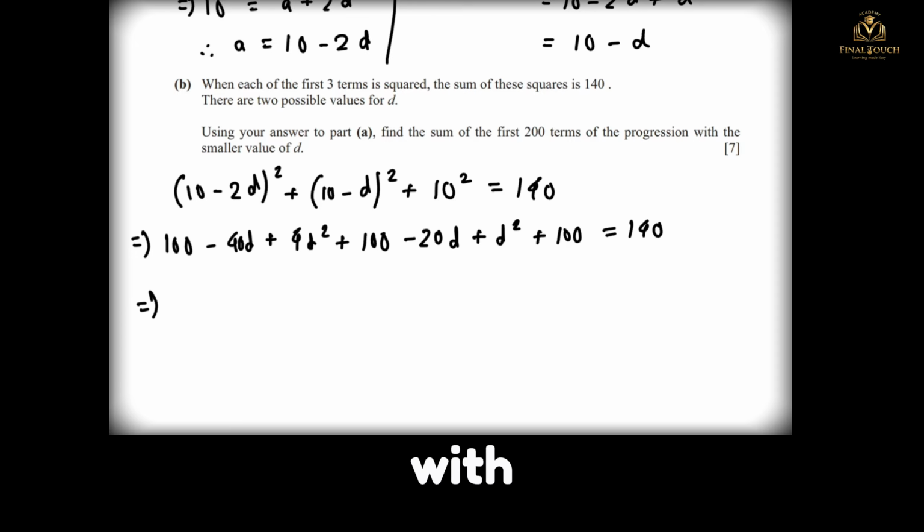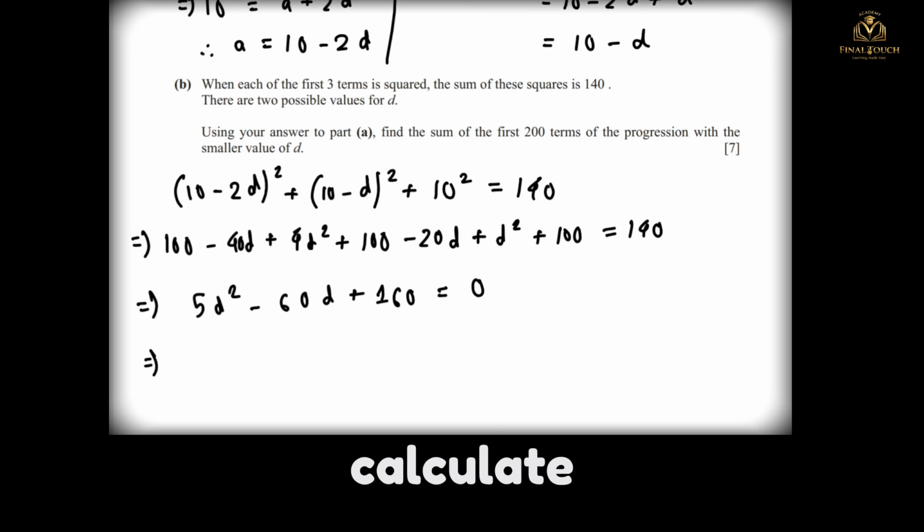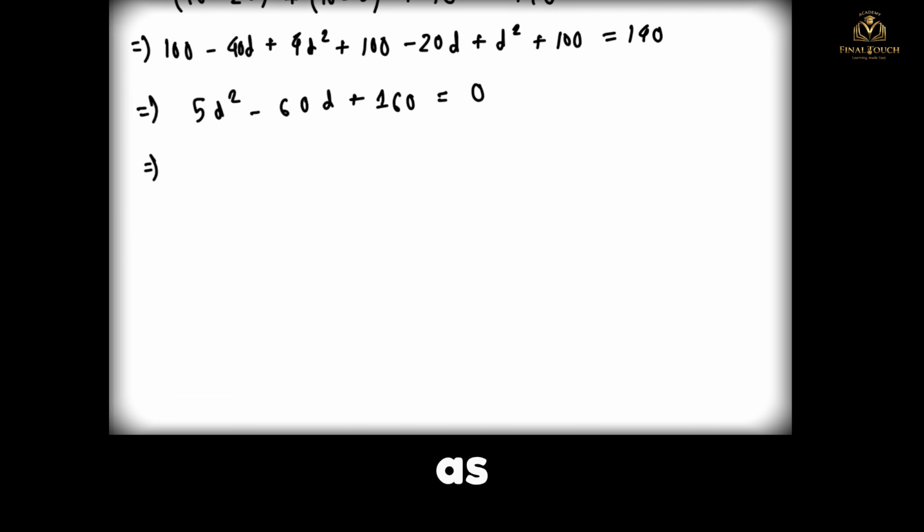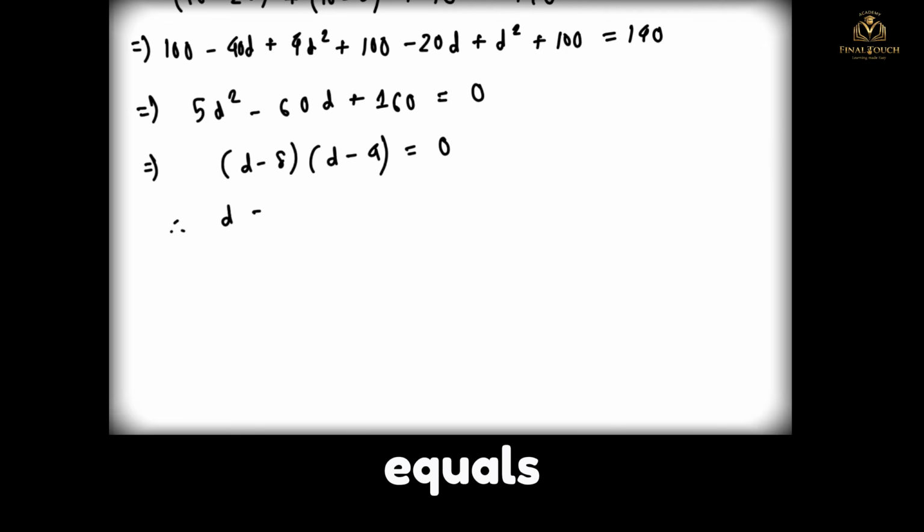So we end up with this equation, 5d squared minus 60d plus 160 equals 0. From this, if we calculate the whole thing, the answer comes as (d minus 8)(d minus 4) equals 0. So d is equal to 8 and d is equal to 4. So these are the two possible values for d.